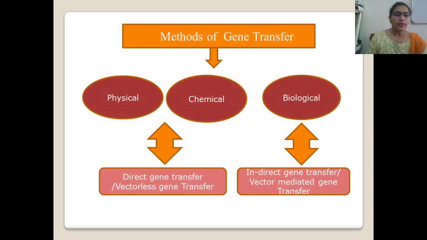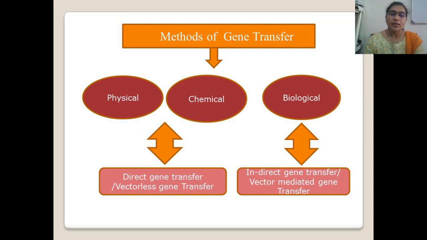Now, let us move towards the methods of gene transfer. These methods of gene transfer into the plant cell are categorized into three types: physical methods of gene transfer, chemical methods of gene transfer, and biological methods of gene transfer. The physical and chemical methods of gene transfer are also referred to as vectorless gene transfer or direct gene transfer.